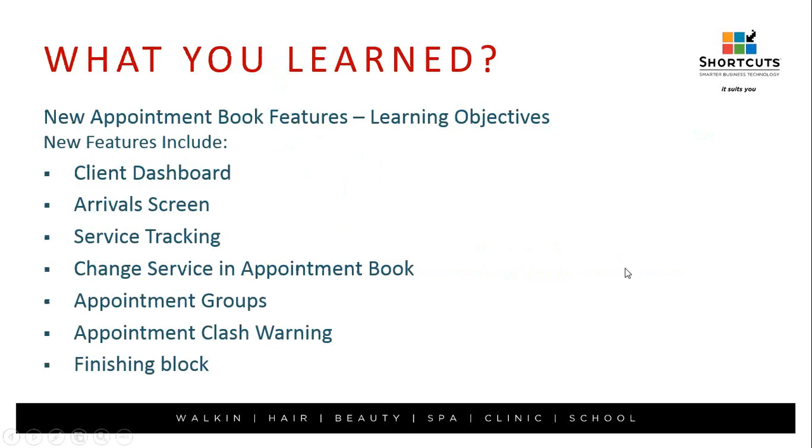Cool. So that's us covered our topic. So what you should have learned today is our new appointment book features. So you should have learned how to use the client dashboard and the arrivals screen, the service tracking, so how to turn the service tracking on and how to use it, how to change a service in the appointment book, how to set up the appointment groups and also how to use them by filtering down, the appointment clash warning, so what that means and also that it's configurable if you wish to use it, and then also about the finishing blocks, how to use the finishing blocks within Fusion itself.